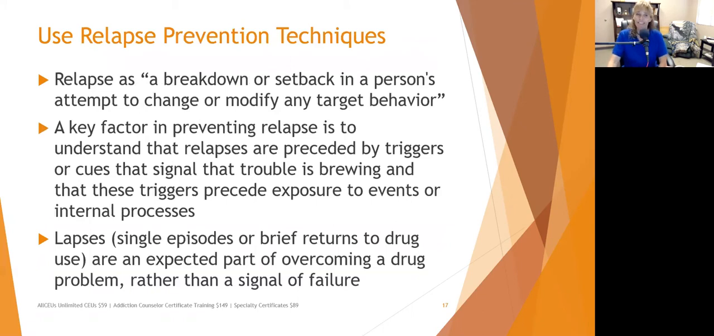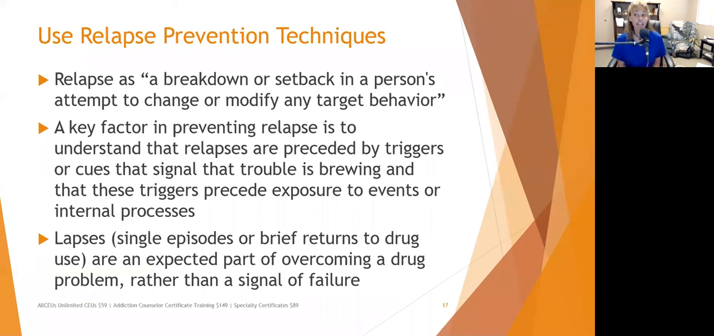And almost last but not least, relapse prevention techniques. We need to remember that relapse is a breakdown or setback in a person's attempt to change or modify any behavior. So it's going back to the old way, whether it's quitting smoking or exercising or just being happy. It's a setback. So if somebody who experiences periodic major depressive episodes is asymptomatic and they start having a major depressive episode, you can consider it a relapse because they've returned to a prior level of functioning.